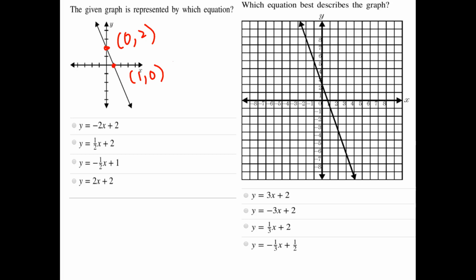So we can do a little bit of mental math. I'm going to be nice for you all on this one. So if I put in 0 for my x and 2 for my y, which equations work? All right, so when I put in 0 here, negative 2 times 0 is 0, so that equals 2. So 2 is equal to 2.